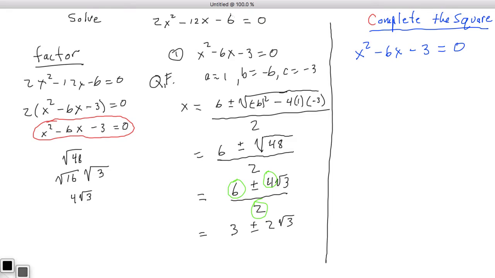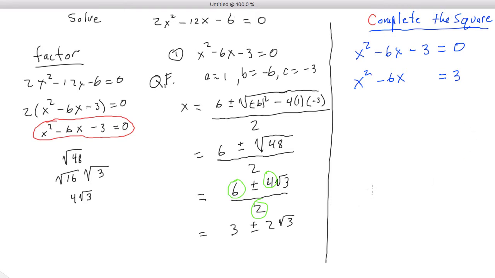Now, this is different than the one we did on the other page, the first screen, is that now this actually is an equation. And I'm going to take the negative 3 and take it to the other side and make it a positive 3. Okay, so this, again, is a little different here.